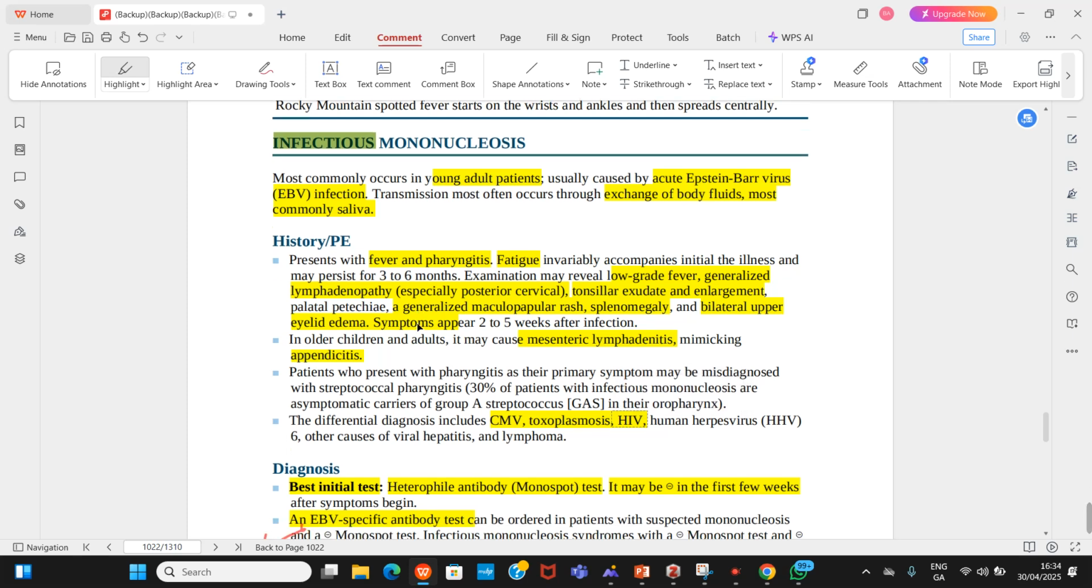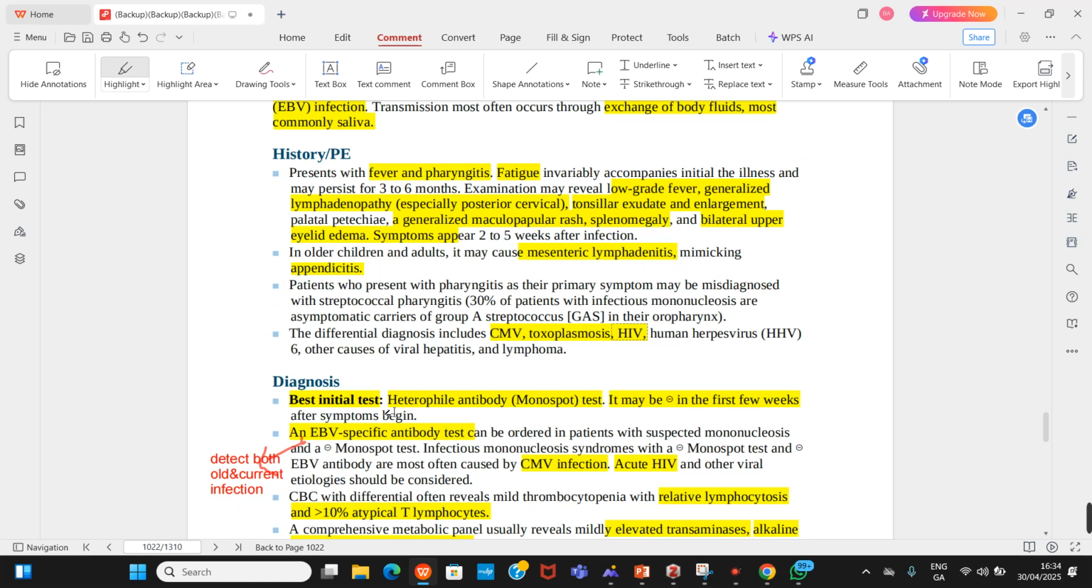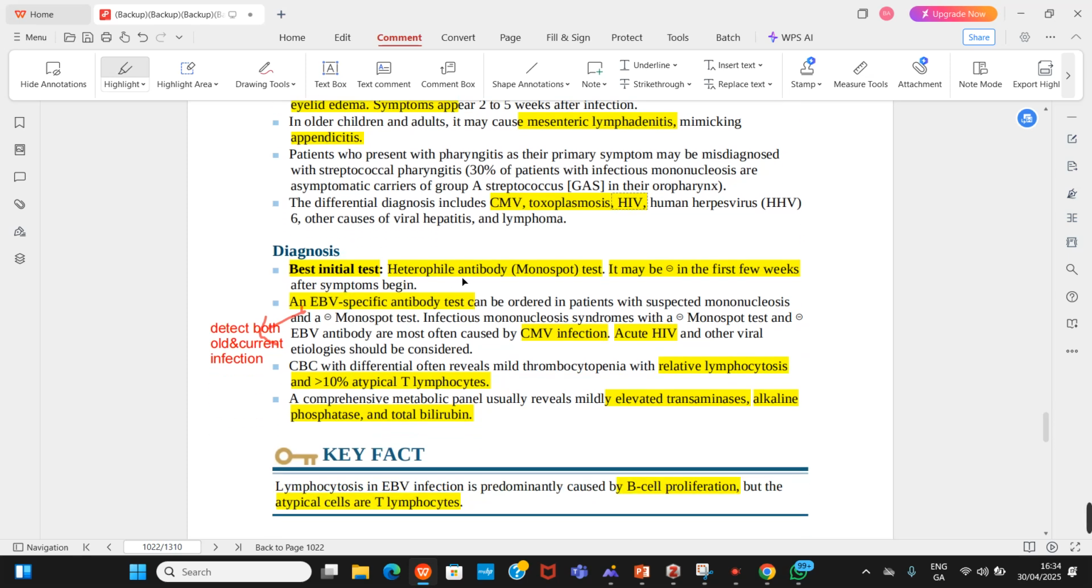So by the time we do the heterophile antibody test, or the monospot test, it's going to be negative in people with CMV, HIV, or toxo. But in people with Epstein-Barr virus infection, the heterophile antibody test is going to be positive. Sometimes, if we do it too early, because we've not allowed enough time for seroconversion, it may be negative.